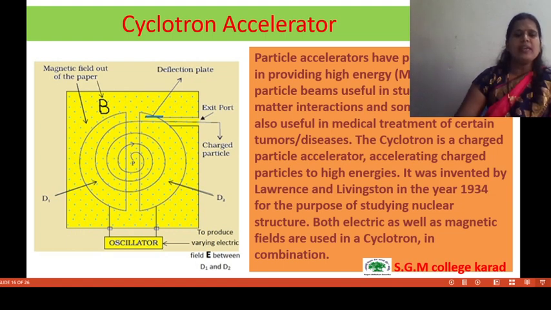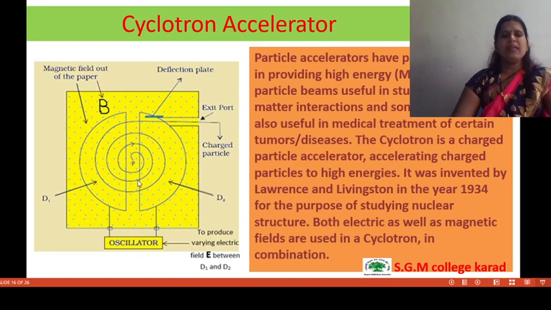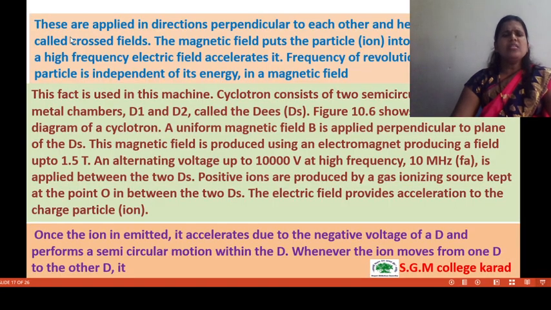Both electric and magnetic fields are used in the cyclotron accelerator. In the cyclotron, in between the two Ds, both electric and magnetic fields are present. Inside the Ds only the magnetic field is present. Keep and remember this sentence: both the electric as well as magnetic field are used in the cyclotron in combination. These are applied in directions perpendicular to each other, hence they are called crossed fields.